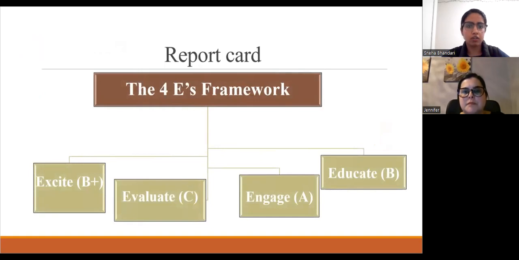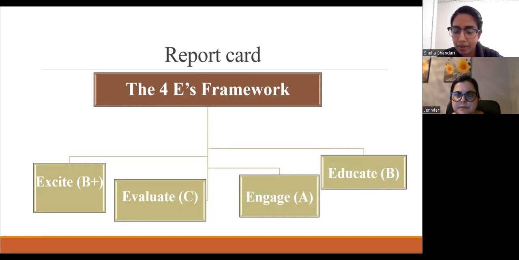Perfect. So on the report card here with the 4E framework, excitement is B plus, engagement is A, how well it can educate is B, and evaluation is C. Again, I would say it's all in the hands of the presenter or the creator. Here, I would also like to mention that I have shared the link to Spencer, chapter 5 of Instructional Message Design with PowerPoint.